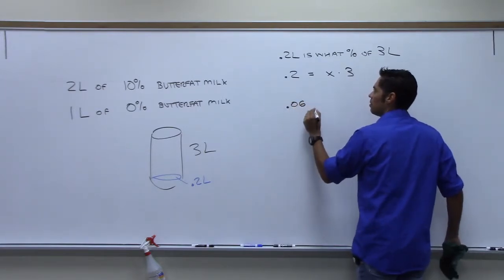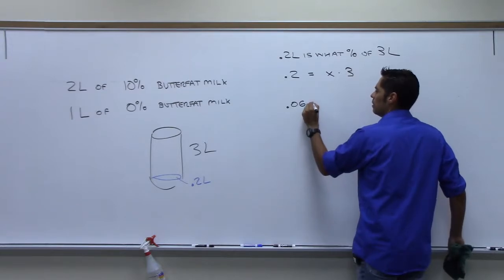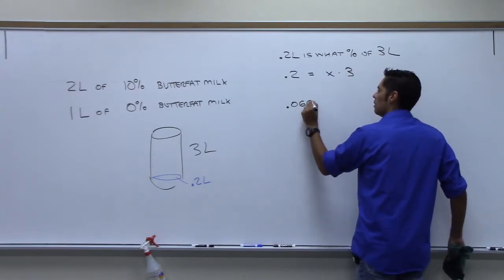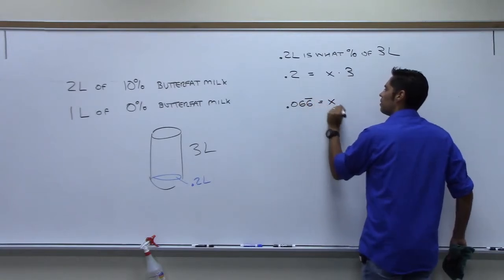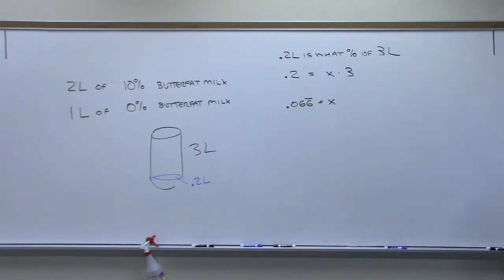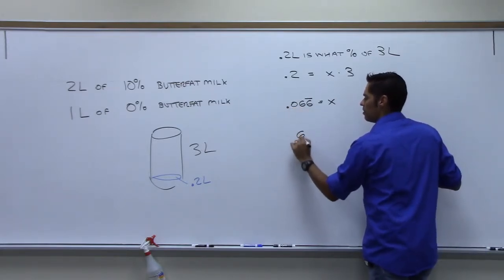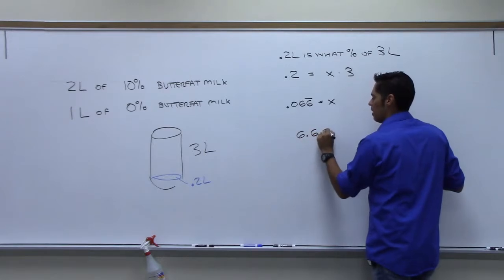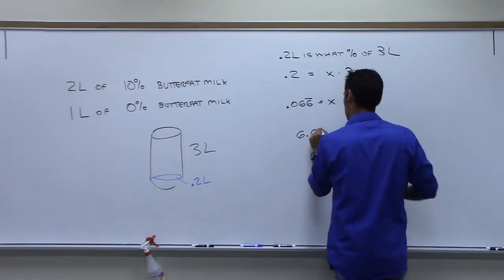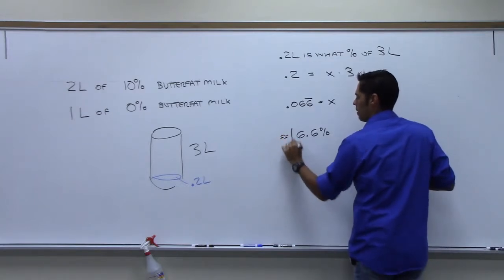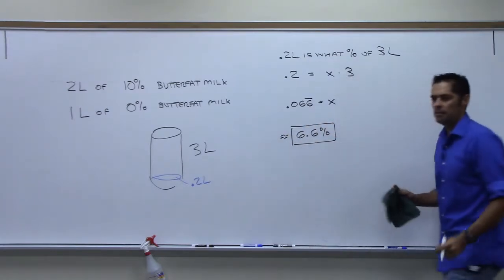0.06. Close enough? 0.666? Okay, repeating, equals x, which means convert that to a percentage, 2 places to the right, 6.6 percent, right? Approximately 6.6%.